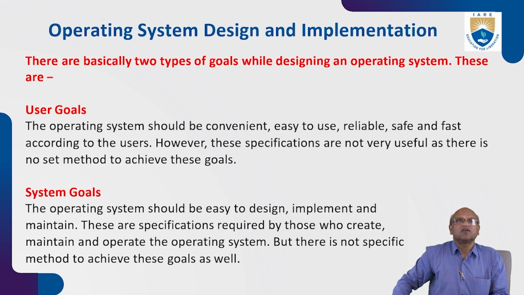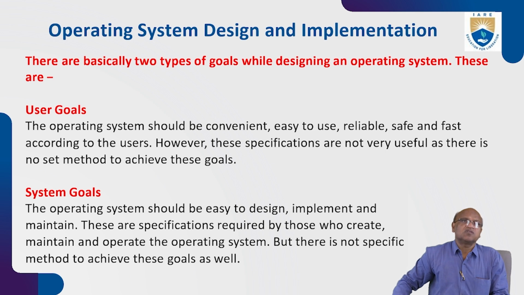from situation to situation. There are basically two types of goals while designing the operating system. These are user goals. What the user wants, that's the main thing. The operating system should be convenient, easy to use, reliable, safe, and fast according to the user. However, these specifications are not very useful, as there is no set of methods to achieve these goals. So, what type of operating system is required for the user? We will design as per the user's convenience.